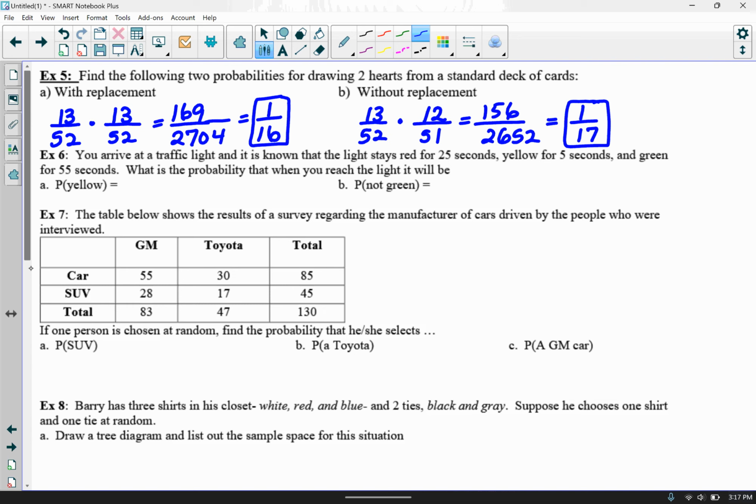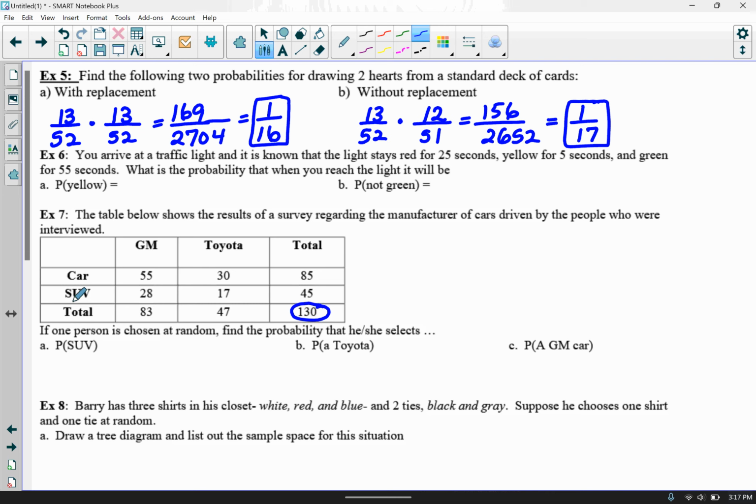Excuse me. So here we're looking at cars and SUVs made by GM and Toyota. So we can see their car preferences, SUV preferences, and total number of people that were surveyed here. So 130 total people. So let's say we have one person chosen at random. Find the probability that he or she would have selected an SUV.